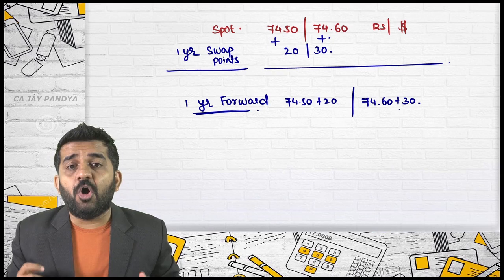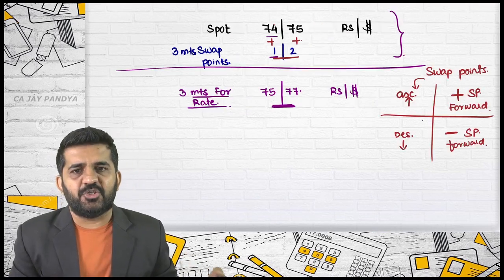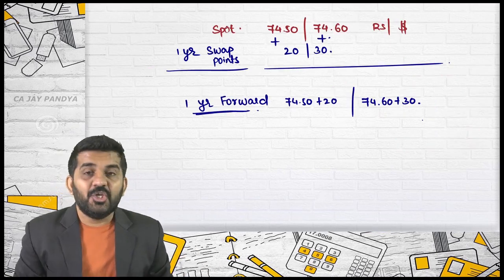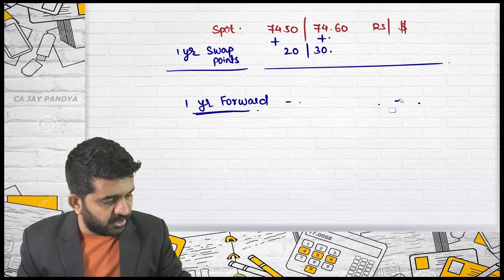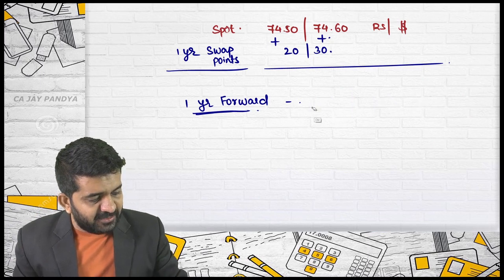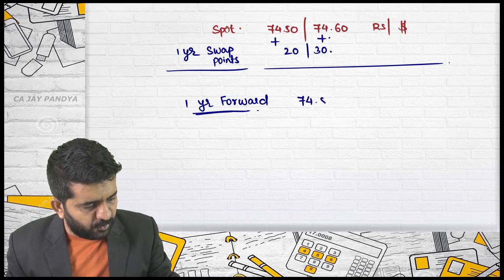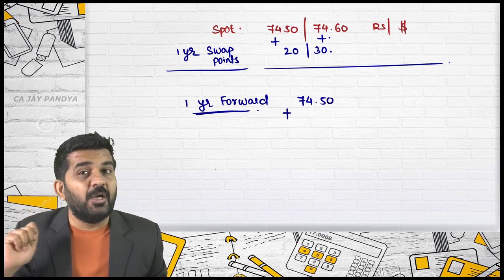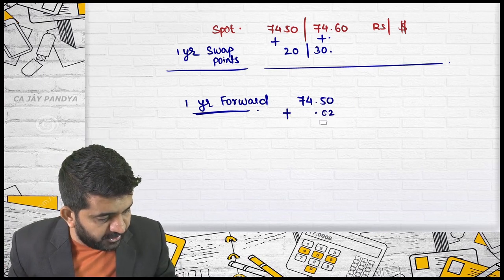This is what we all understand because I have explained to you that if the swap points are increasing, it should be added. If they are decreasing, it should be deducted. But try to understand here, even if this is written, what is to be done, I'll tell you. It should be added. The answer is yes. It is 74.50 plus. But it will not be 20 added. It will be only 0.20 which will be added.